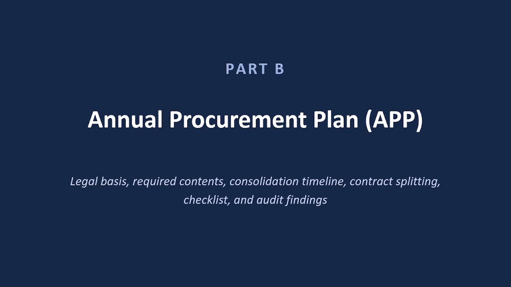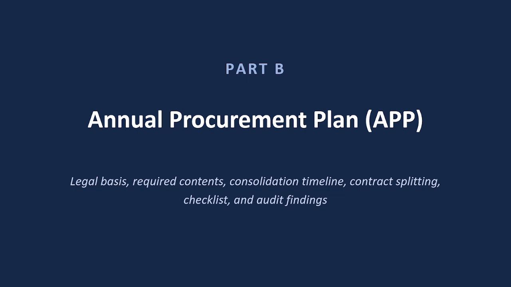This is the second of 3 videos on procurement planning and budgeting. In this video, we focus only on the annual procurement plan, known by its short form, APP. The Project Procurement Management Plan, the PPMP, was covered in the previous video, and the approved budget for the contract, the ABC, is covered in a separate video after this one.